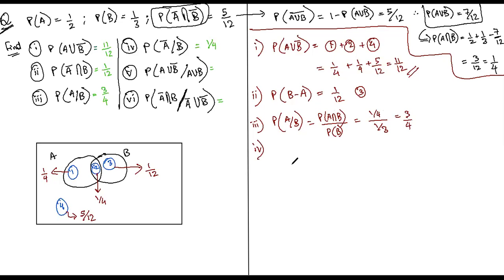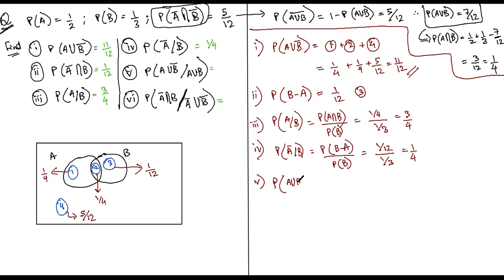Fourth one: probability of A bar given B. Once again, this will be P of B minus A only, when you take the intersection, divided by probability of B. What is B minus A? It is 1 by 12, and the base is 1 by 2. So it will be 1 by 6.